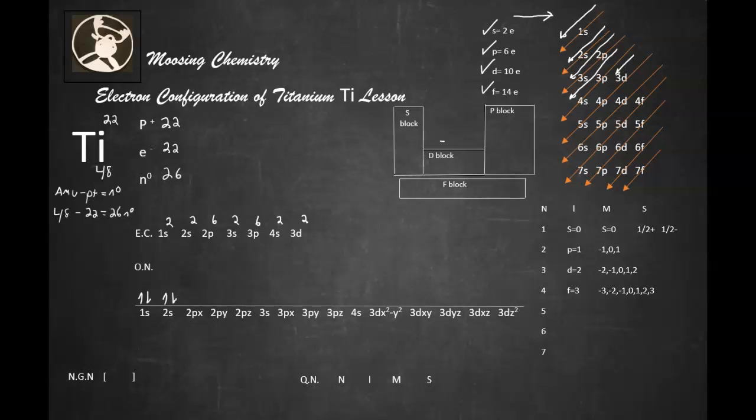Well, 2px, 2py, 2pz. Now watch how I do it. 1, 2, 3, 4, 5, and 6. Pretty cool. 3s, up and down. 3px, 3py, 3pz. Again, 1, 2, 3, 4, 5, 6. 4s, up and down. Then we have 3d x squared minus y squared, 3d xy, 3d yz, 3d xz, and 3d z squared.